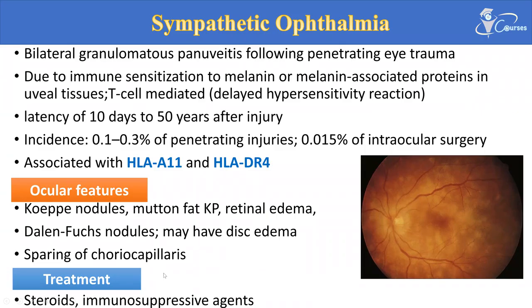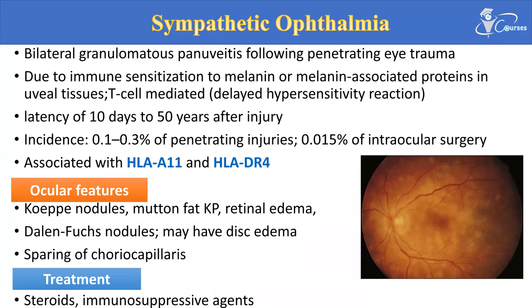But here is the striking difference. Not only the history of trauma differentiates it from Vogt-Koyanagi-Harada, but also the sparing of the choriocapillaris. In sympathetic ophthalmia, there is a sparing of the choriocapillaris; they don't show any signs of inflammation. But in Vogt-Koyanagi-Harada, there will be involvement of the choriocapillaris.